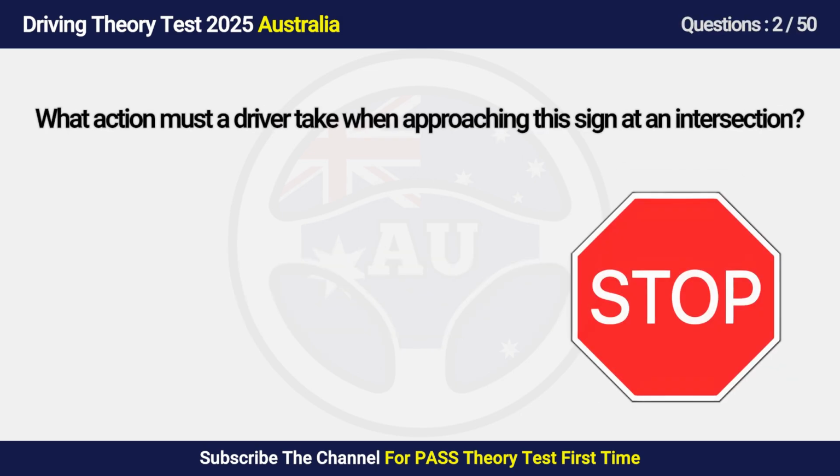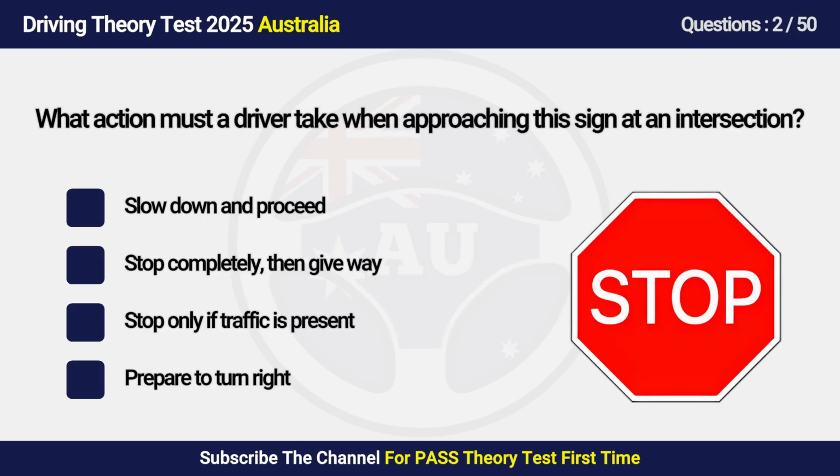Question 2. What action must a driver take when approaching this sign at an intersection? A. Slow down and proceed. B. Stop completely, then give way. C. Stop only if traffic is present. D. Prepare to turn right.